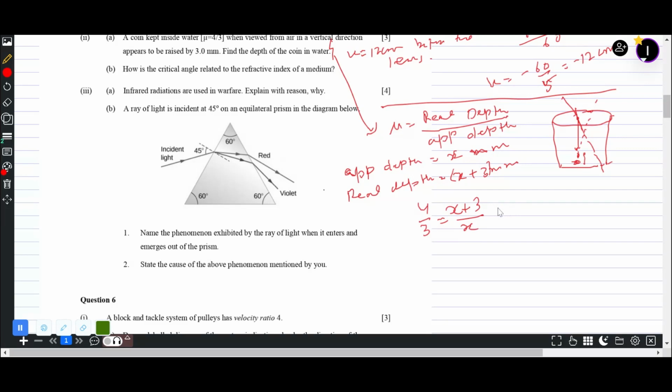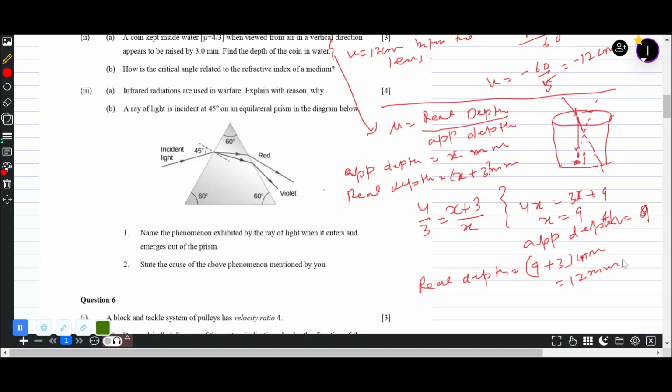x is what? The apparent depth. We'll solve it now. You know how to solve a linear equation by cross multiplication. 4x is equal to 3x plus 9. So x is equal to 9. That means the apparent depth is 9. So what is the real depth? The real depth is 3 more than the apparent depth, 9 plus 3. Please ignore my bad handwriting. That is 12. Next question.